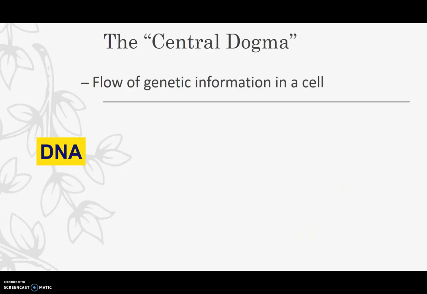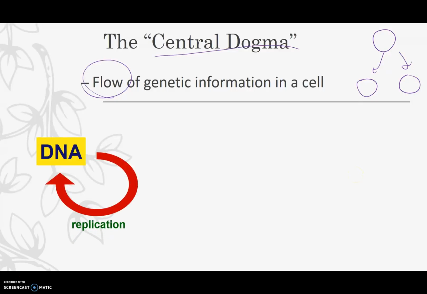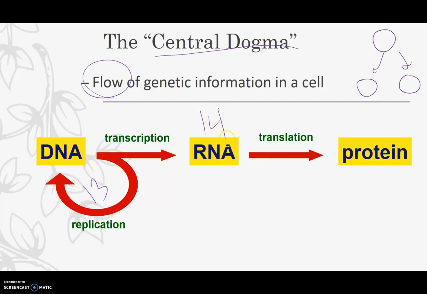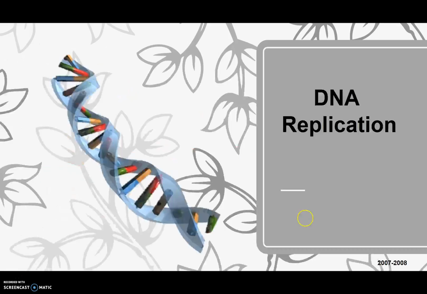All right, another thing we're looking at in this unit is what's called the central dogma of biology. This is the flow of genetic information in a cell. That might mean how you get from one cell to 2 daughter cells through mitosis, but it could also mean how you get from DNA to RNA to a protein. So in chapter 13, we're looking at replication, and in chapter 14, we're looking at transcription and translation. But in all of these, we're talking about the flow of genetic information. So we're focusing on replication in this part.